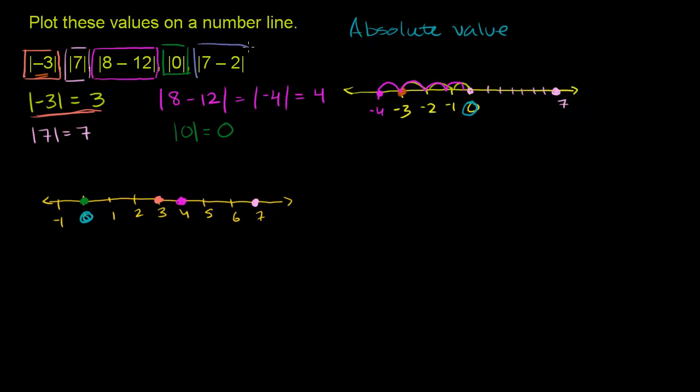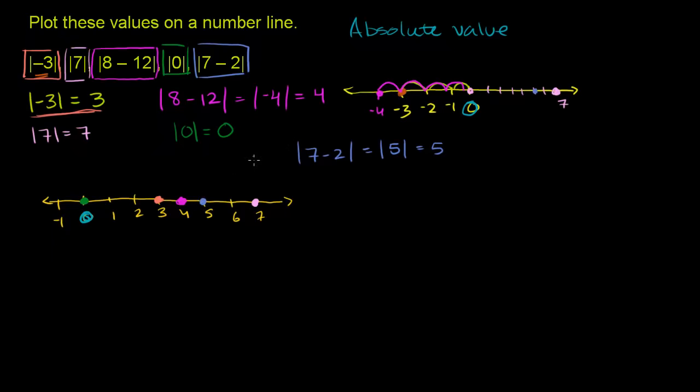The absolute value of 7 minus 2. Well, 7 minus 2 is 5. So this is the same thing as the absolute value of 5. How far is 5 away from 0? Well, it's just 5 away. It's almost too easy. That's what makes it confusing. If I were to plot 5, it's 1, 2, 3, 4, 5. It is 5 spaces from 0. So the absolute value of 5 is 5. So you plot it just like that.